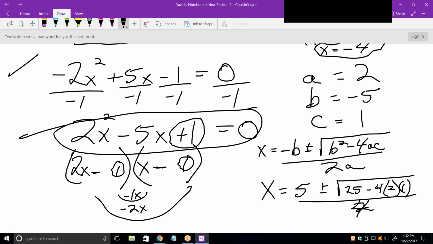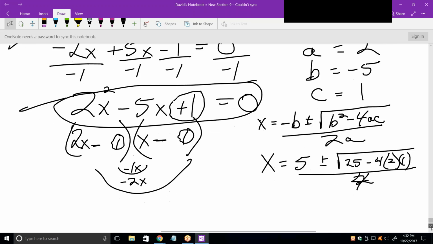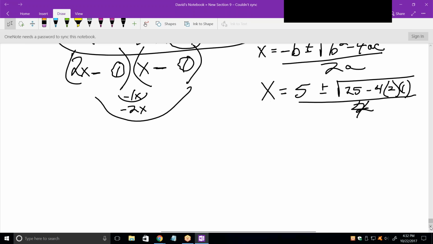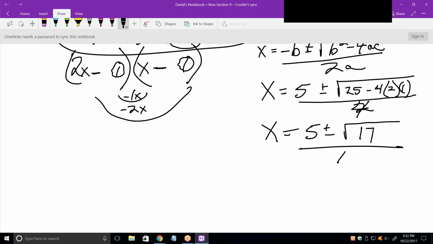Okay, now let's simplify this here. Let me scroll down a little bit. There's a little writing room. So 25 minus 8. So this is x equals 5 plus or minus... What goes in the radical sign? We have 25 minus 8, 17, all over 4.